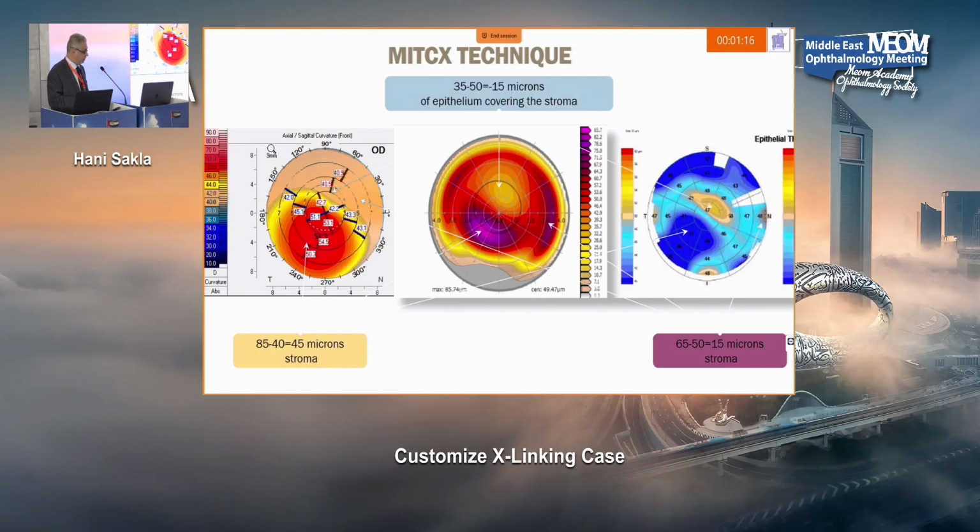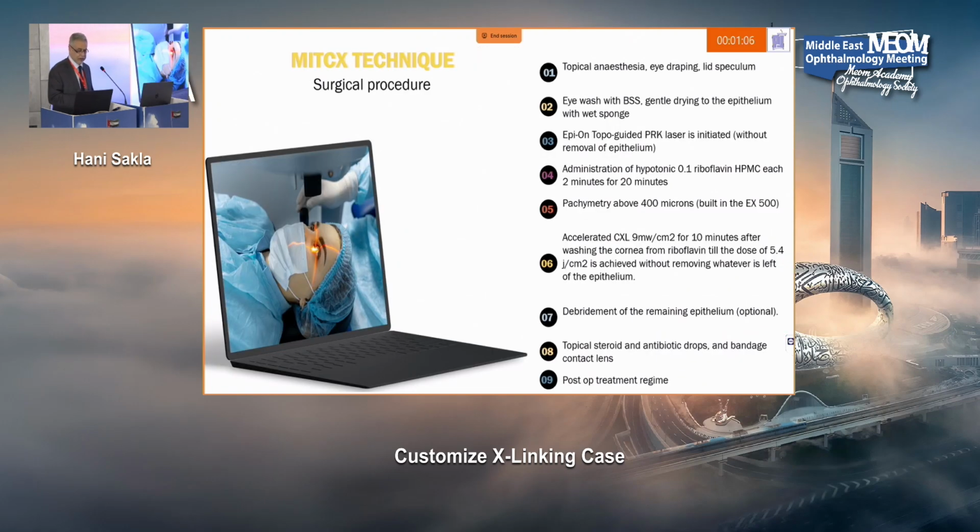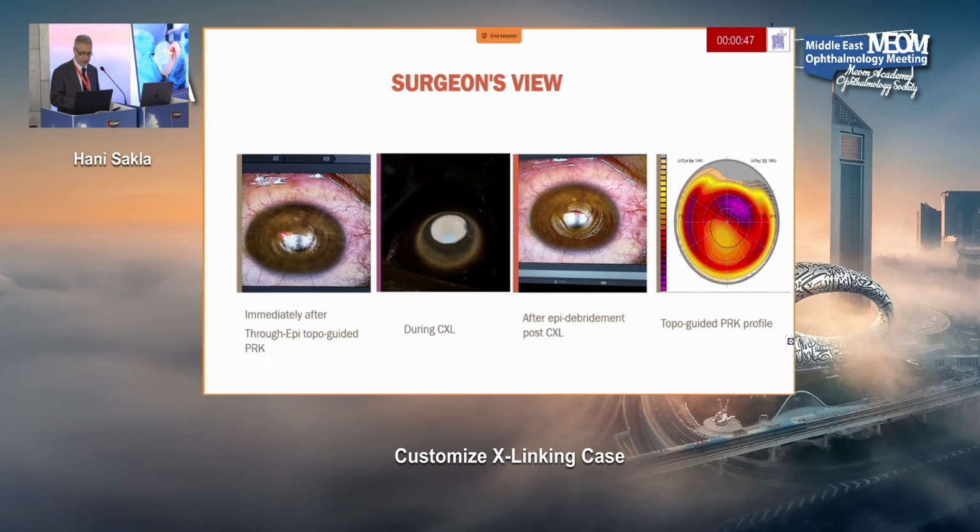But in the center of the cornea, we are not going to touch the Bowman's membrane, even leaving it covered with 15 microns of epithelium. The procedure is a straightforward topo-guided treatment, and then we do an accelerated cross-linking for 10 minutes. We can debride the remaining epithelium if you want to hasten the healing, or we can leave it. Then the routine post-operative steroids and antibiotics.